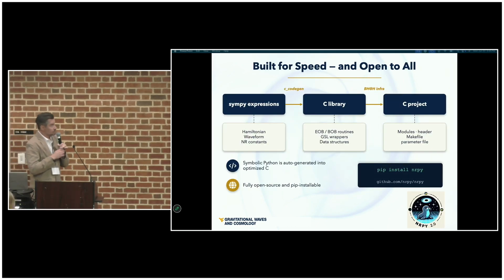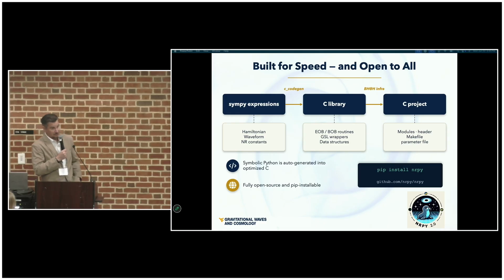Not only do we have to be really accurate, but we have to be very fast. And so this is where Zach Etienne and his group come in. They have this beautiful infrastructure that is motivated by making efficient numerical relativity codes and simulations.